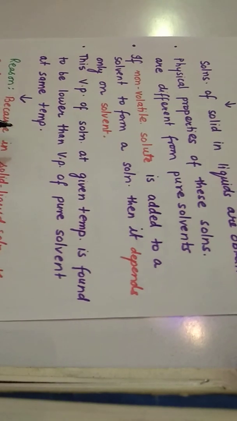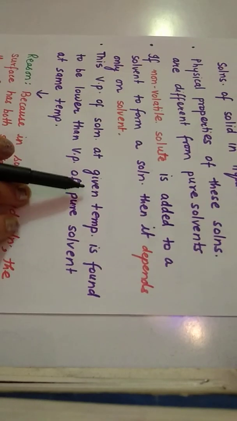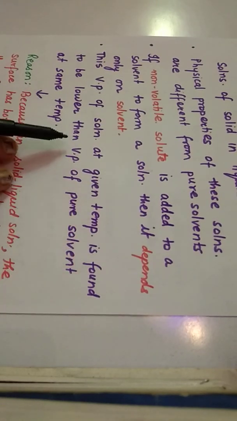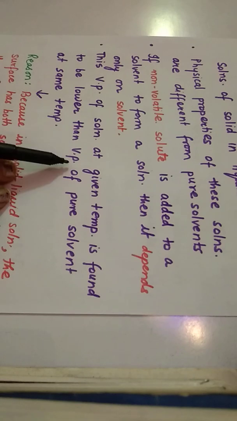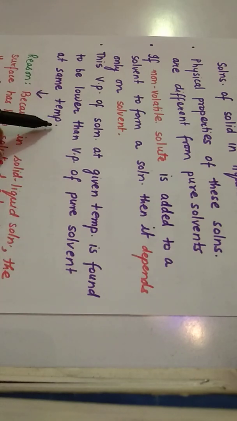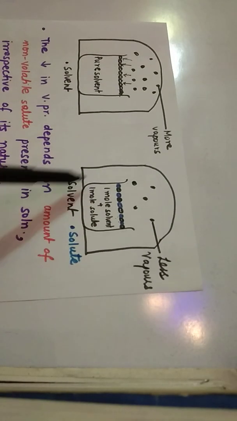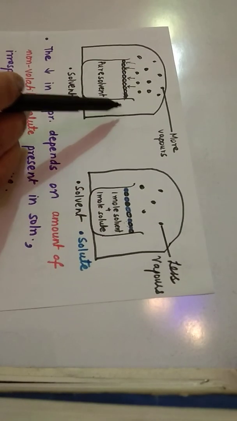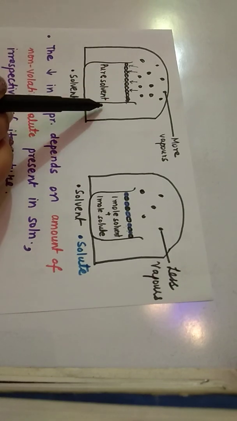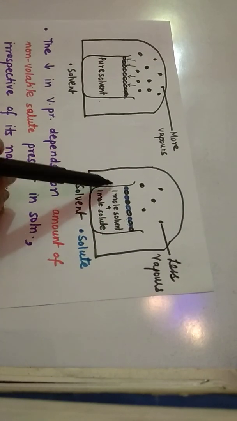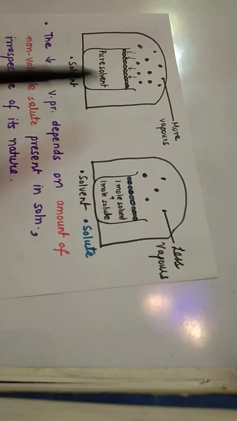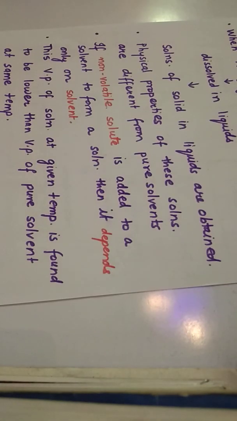And children, the vapor pressure of a solution at any given temperature is lower than the vapor pressure of the pure solvent at the same temperature. Here the vapor pressure of this solution is less as compared to the vapor pressure of the pure solvent at the same temperature. Just now I told you the reason why it happened. So this is the reason.